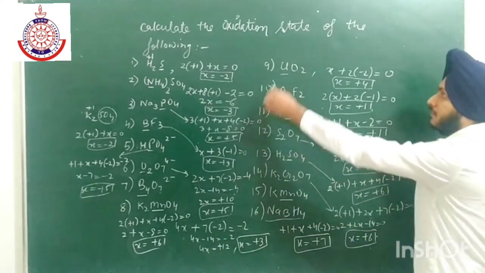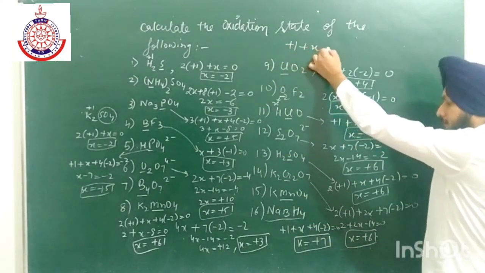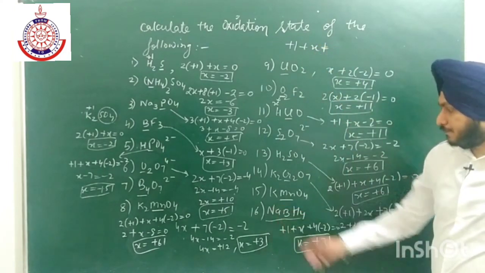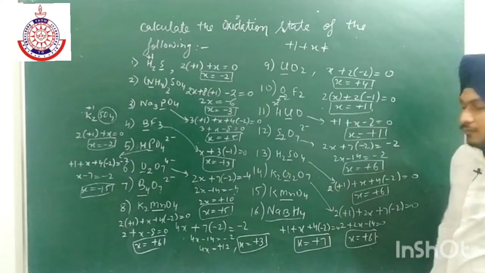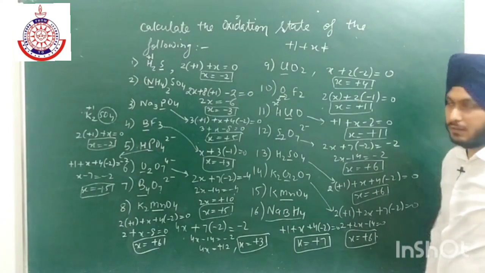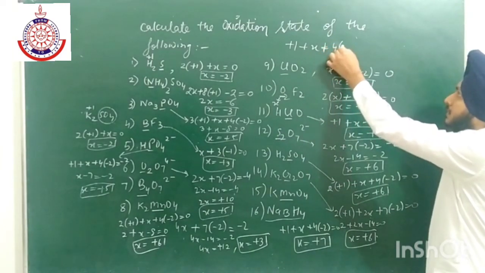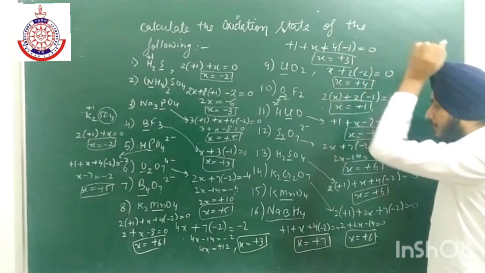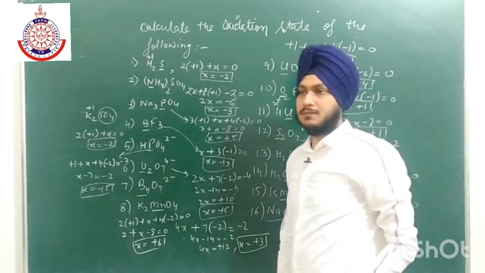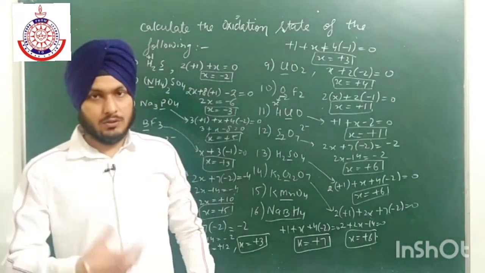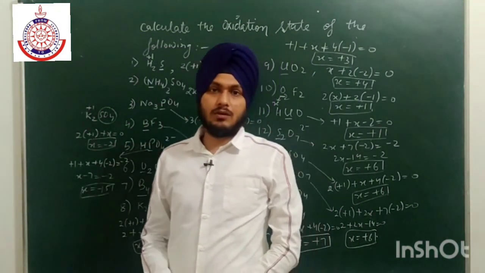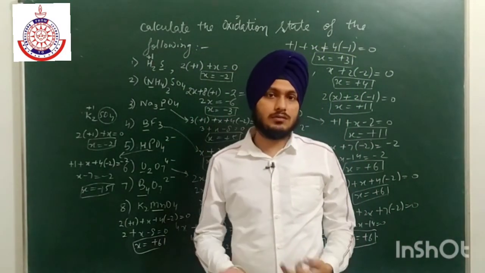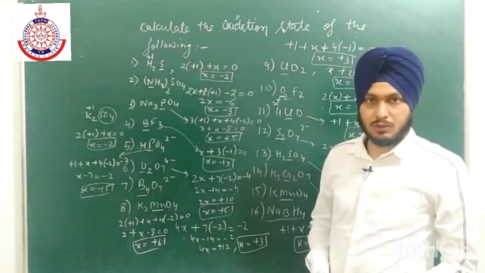And the last one, NaBH4. So the oxidation number of sodium is plus 1 plus X plus, now here we have a metal over here. So the oxidation number of hydrogen is taken to be minus 1. So 4 into minus 1 plus X is equal to 0, and X comes out to be plus 3. As simple as that. Okay. So these are the most important 16 examples in order to calculate the oxidation number. So you can also practice some more examples from the textbooks. Or you can also search it on Google. Some most important examples.